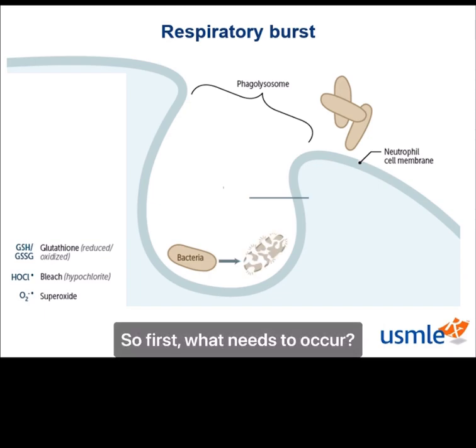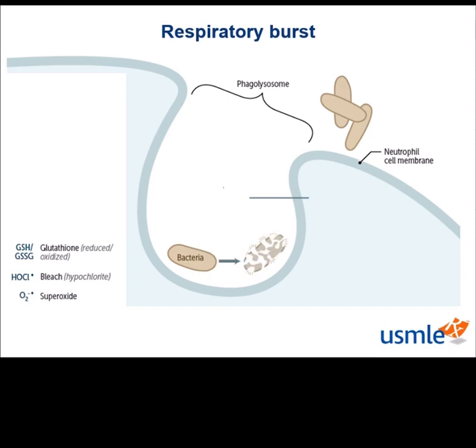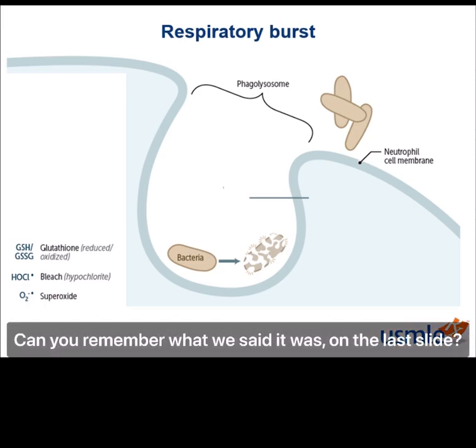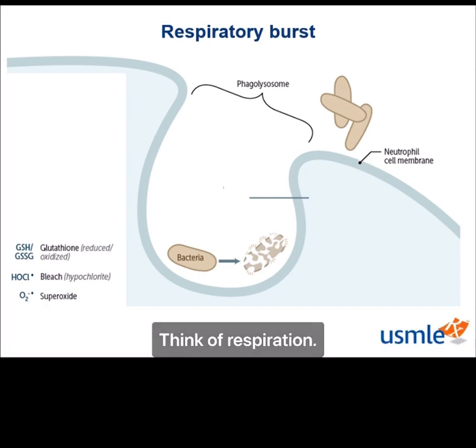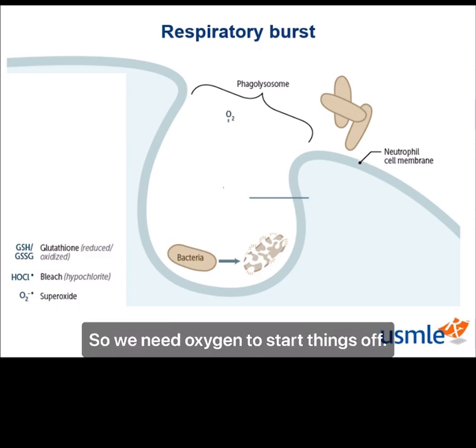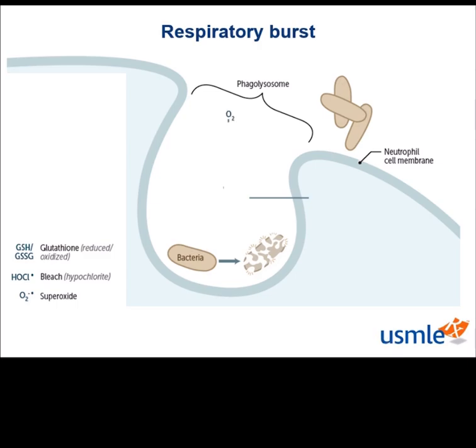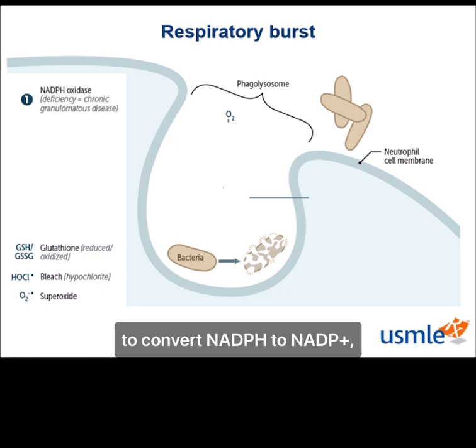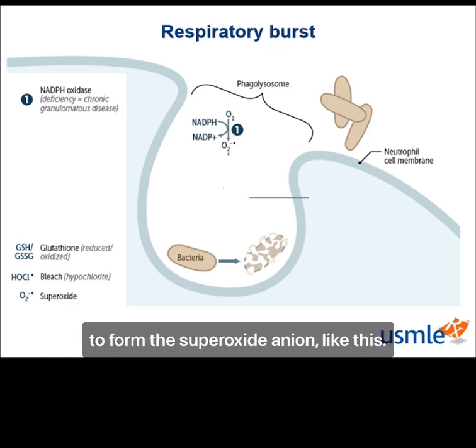So, first, what needs to occur? We need something as a substrate. Can you remember what we said it was on the last slide? Think of respiration. Yep, it's oxygen. So we need oxygen to start things off. The first enzyme we need is NADPH oxidase to convert NADPH to NADP+ to form the superoxide anion, like this.